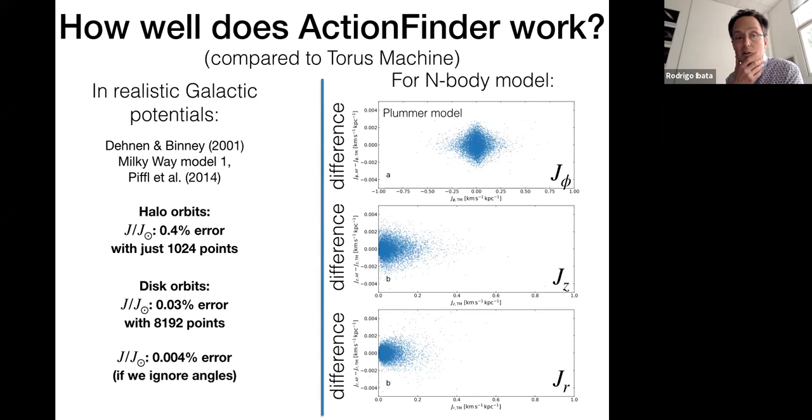We're comparing it here to the Torus machine, and with just 1,000 points in a Milky Way-like potential, we can get much better than 1% uncertainties. So if we had 1,000 points in the Milky Way on orbits, in this particular case 128 orbits, each with 8 points, we get 0.4% errors, and very much lower errors if we increase the number of points that we're given. It also works for n-body simulations.